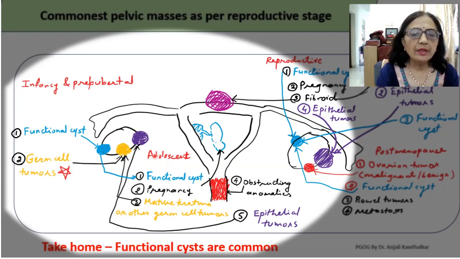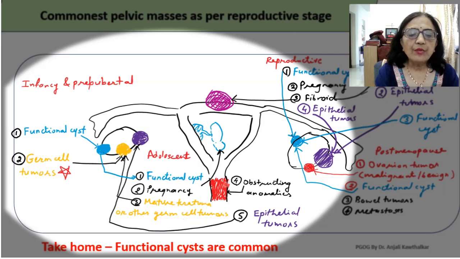Now, after puberty, in the adolescent age, again, number one is functional cyst, followed by sometimes a pelvic mass, and surprise, it can be a pregnancy. Ovarian mass with germ cell tumors can be there in this group also, but the possibility of having mature teratomas is more as compared to malignant germ cell tumors, as compared to prepubertal, where we know that malignancies are more likely the younger the age of the girl is. But in adolescent age, we can have mature teratomas more commonly as compared to malignant germ cell tumors.